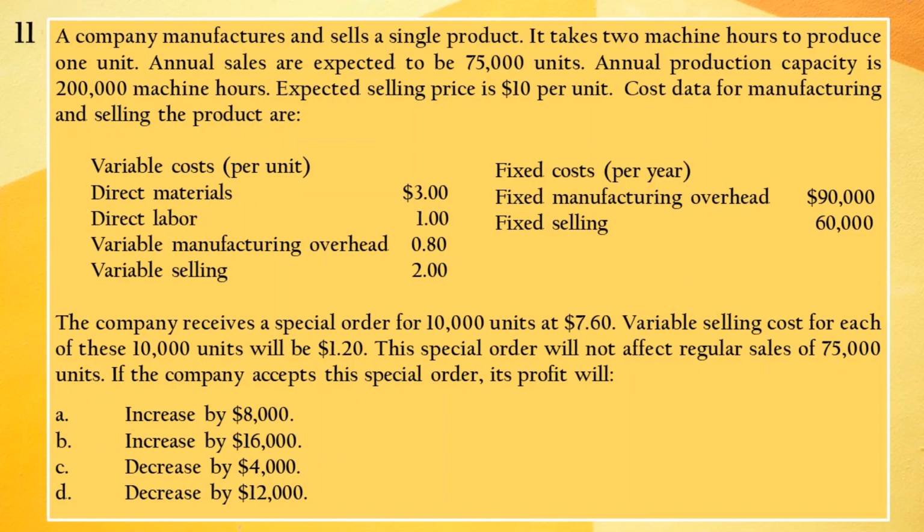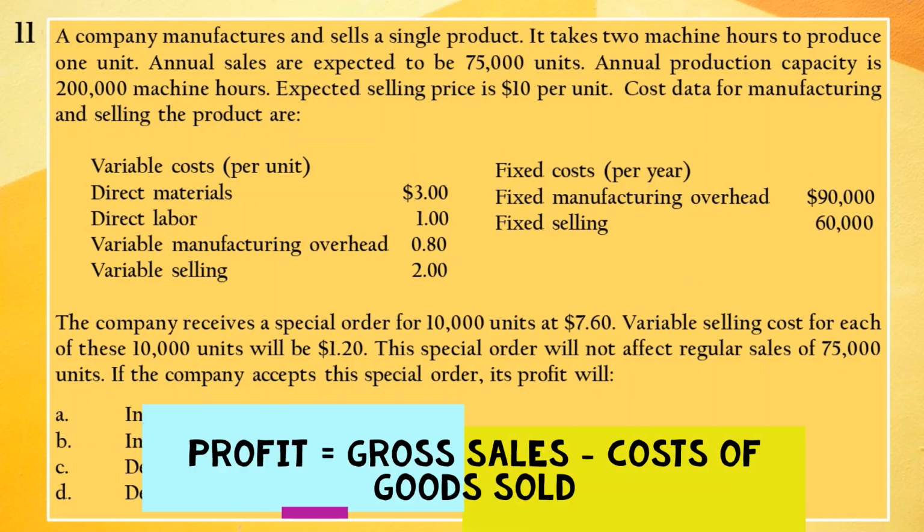It says the company receives a special order of 10,000 units at $7.60. Variable selling costs for each of these 10,000 units will be $1.20. The special order will not affect regular sales of 75,000 units. If the company accepts this special order, its profit will A, increase by $8,000, B, increase by $16,000, C, decrease by $4,000, or D, decrease by $12,000. All right, let's go ahead and solve this.